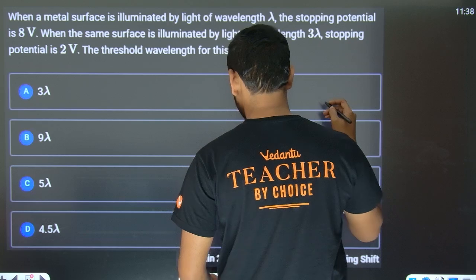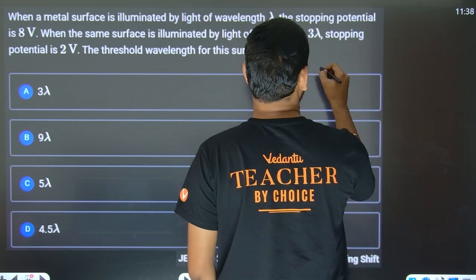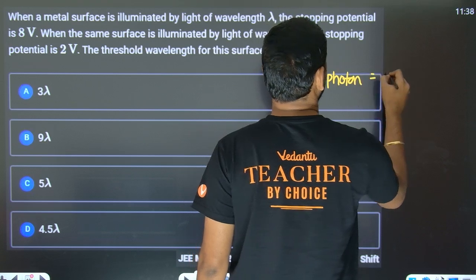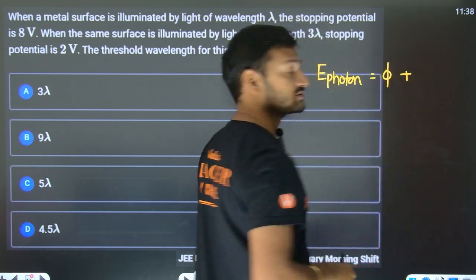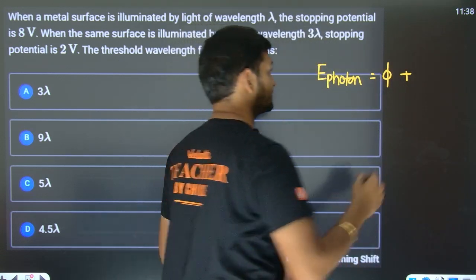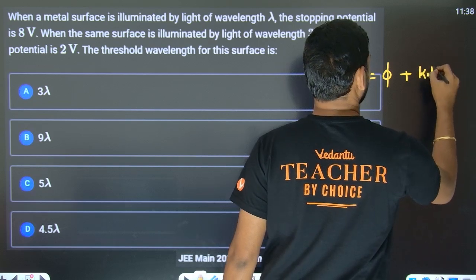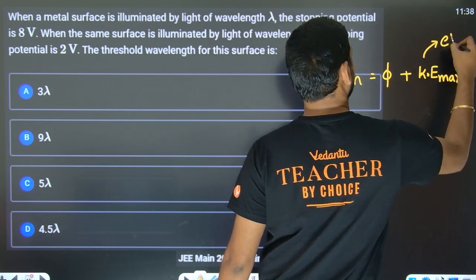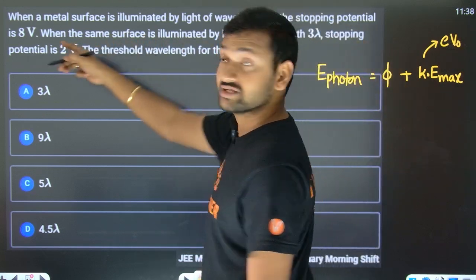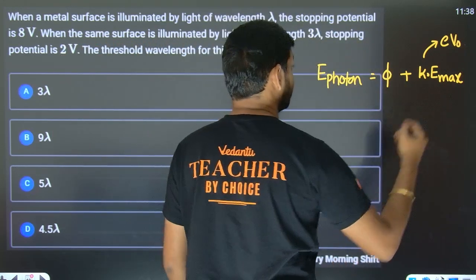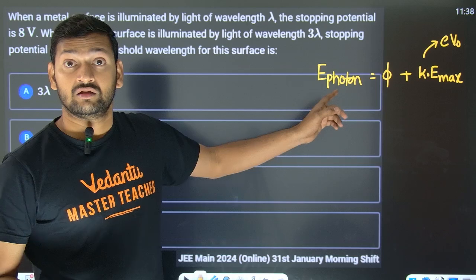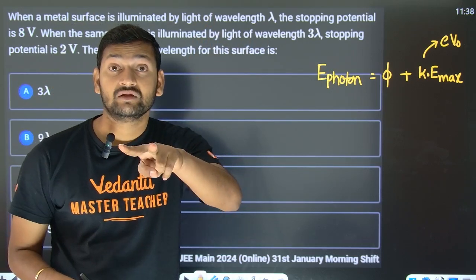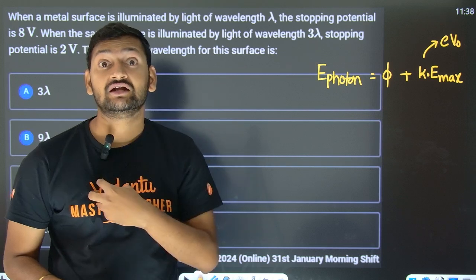See, same story given by Einstein. What is that? Energy of photon is going to be work function plus the Ke max. And that Ke max can be written as eV naught. Don't forget that. And they gave stopping potentials only, I think. Yes, they gave stopping potentials only. Now look, they have given two data points. From those two data points, we will get two equations.